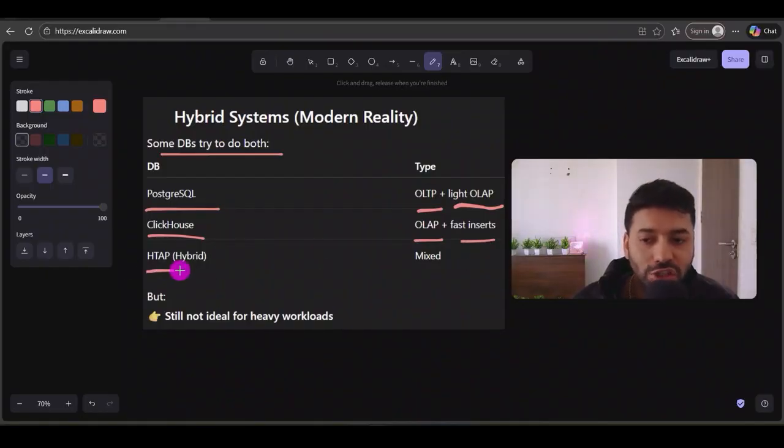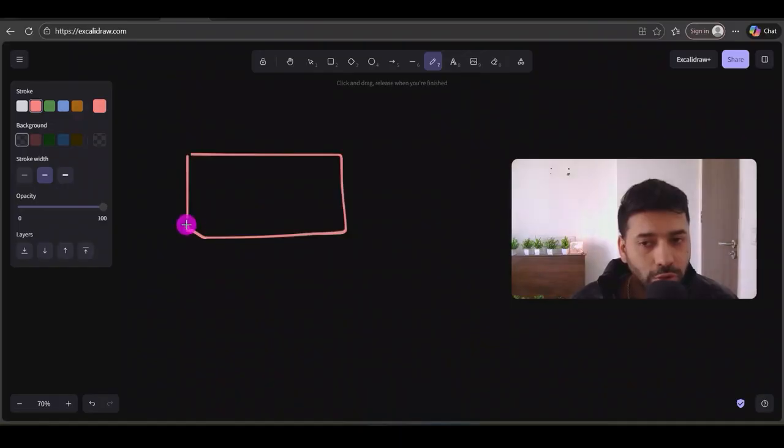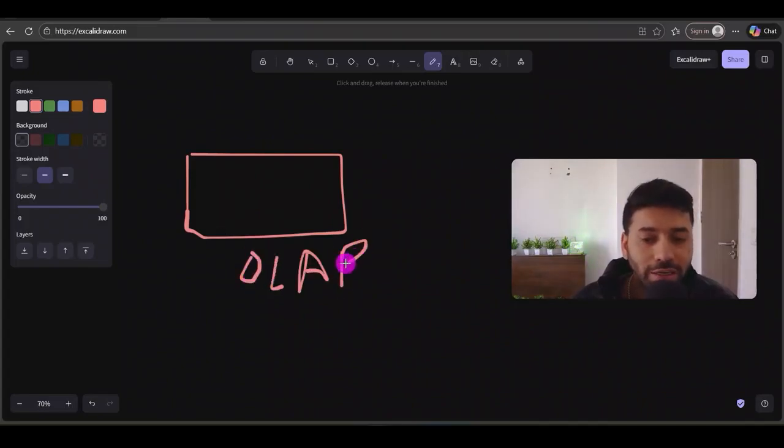Then we also have HTAP, which is a hybrid one. It is a mixed type, both OLAP and OLTP. But the point is, these are still not ideal for heavy workloads. So basically, if you are asked a system design interview question, and some operation is related to analytics, then you should choose an OLAP category database.